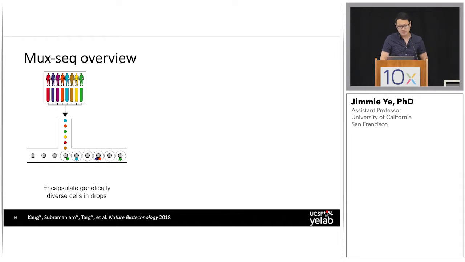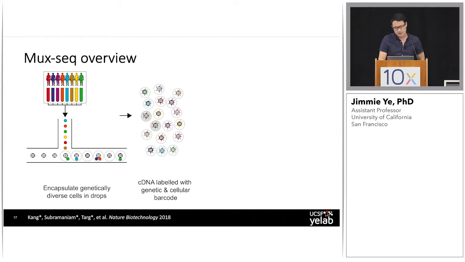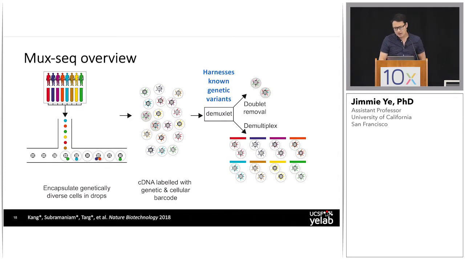So instead of the cells having the same color, now each cell has a different color. And within a droplet, in addition to being labeled with a synthetic cellular barcode, there's 750,000 of them, each cell is also labeled by a natural barcode, which is genetic variants that are occurring near the 3' end of a transcript. And the goal of our algorithm, the Mux-seq, is to harness naturally occurring genetic variants. These are single nucleotide polymorphisms, to demultiplex, which means to assign each cell correctly to the donor of origin, and to identify cases where you have doublets.